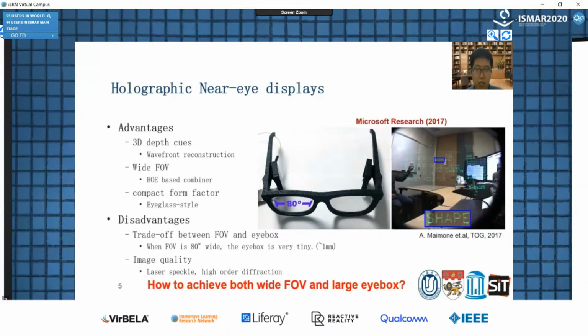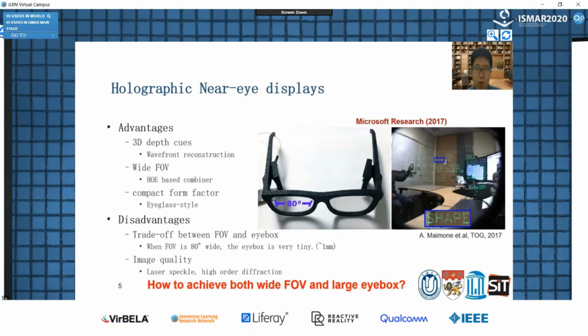Fundamentally, there is a trade-off between the FOV and the eyebox in optics. When the FOV is 80 degrees in horizontal, the corresponding eyebox is very tiny, which is around 1 millimeter. Anyway, holography is perhaps the only method demonstrated so far that can achieve both wide FOV and a compact eyeglasses style form factor for AR near-eye displays. How to achieve both wide FOV and a large eyebox is a challenging work for holographic near-eye displays.